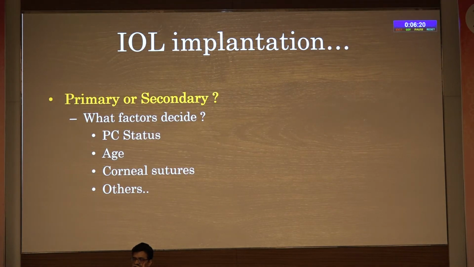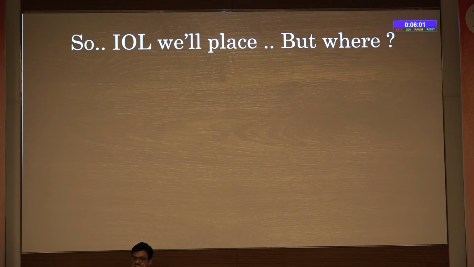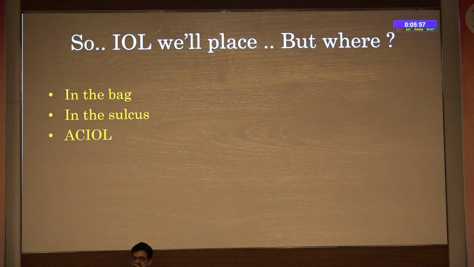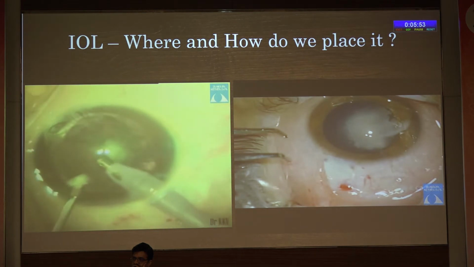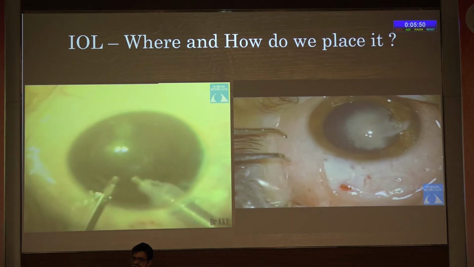Like I said, PC status. If PC integrity is not good, then either implant in the sulcus or you can leave the child aphakic, let the sulcus rim form nicely and plan a secondary IOL. Corneal sutures are the main factor. If sutures are present, you have to wait for the suture removal to get a DBR, so you will probably do a secondary IOL. In the bag implantation versus in the sulcus, or AC IOL, SF IOL, these are the options, where again capsule integrity is the main issue.